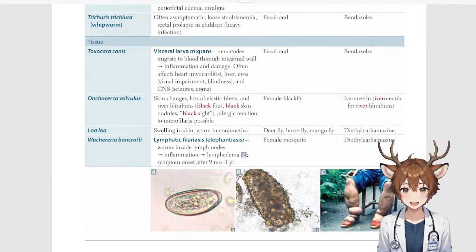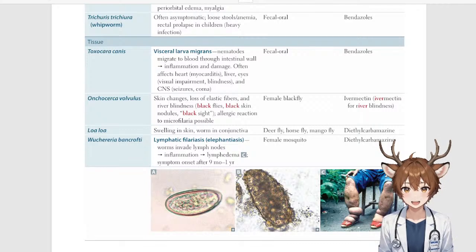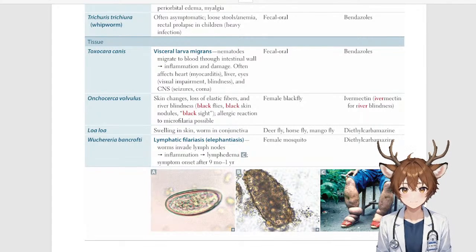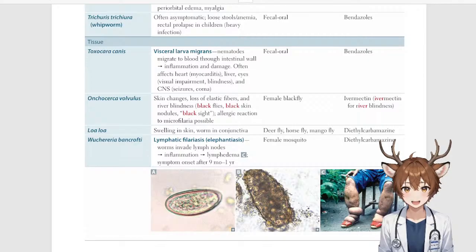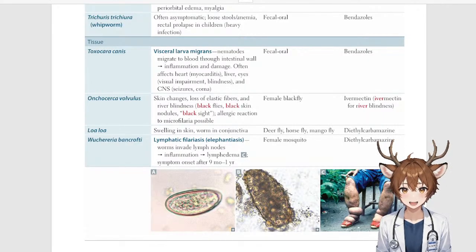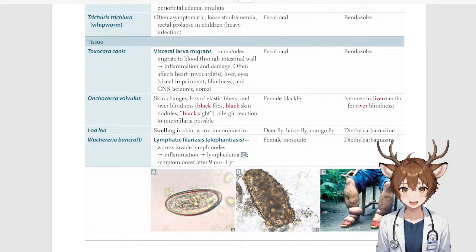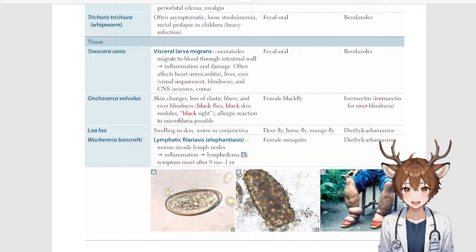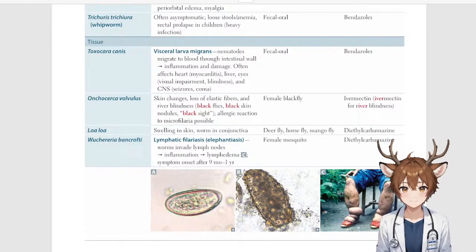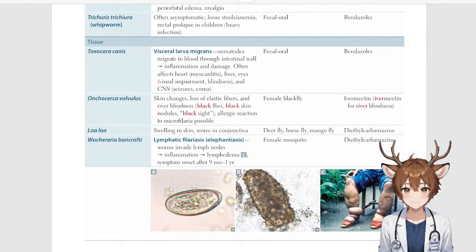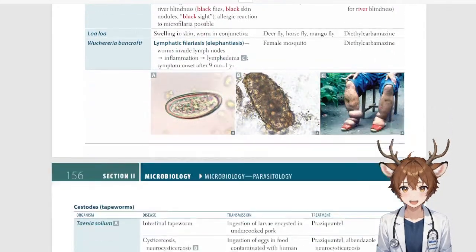What about Wuchereria bancrofti, Brugia malayi, as well for some reason. The same thing. Lymphatic filariasis is in the same little camp of things. Lymphatic filariasis, elephantiasis. Look at picture C right there for elephantiasis. Worms invade the lymph nodes, leading to inflammation, lymphedema. Symptoms onset after 9 months to 1 year. It's spread via female mosquito, and it's treated via diethylcarbamazine. Yeah, it looks pretty nasty, doesn't it?